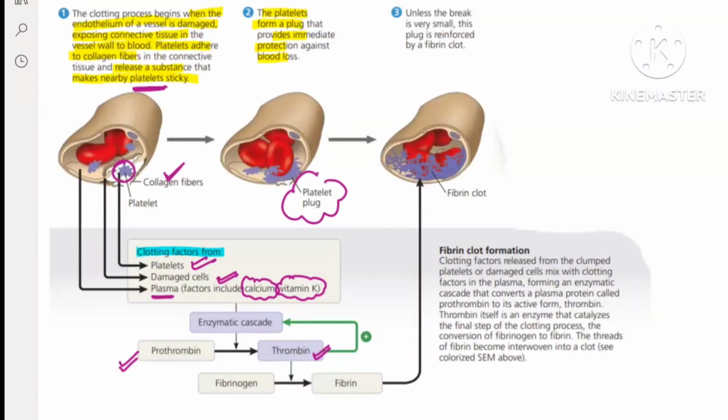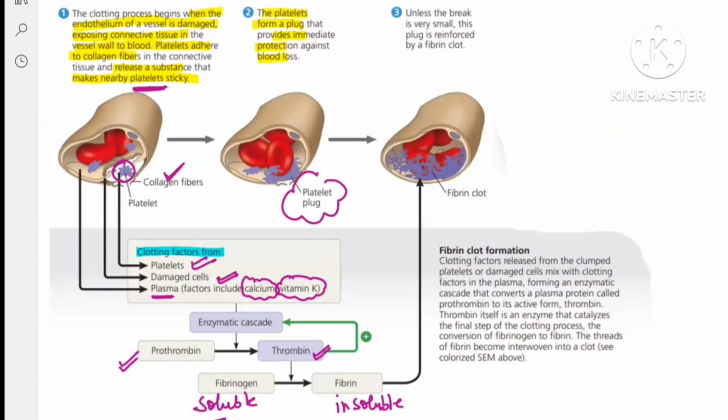Now, thrombin itself works as an enzyme and will convert soluble fibrinogen, please focus, into insoluble fibrin. The fibrinogen is soluble and is present in the plasma as a protein in inactive form. Though it is soluble but inactive, it is changed into the active insoluble form.